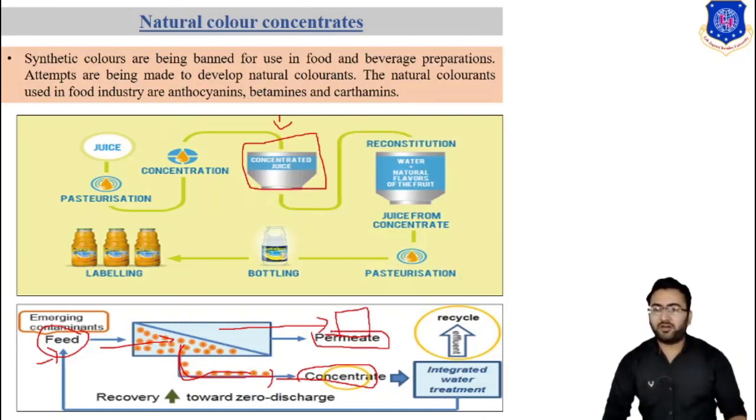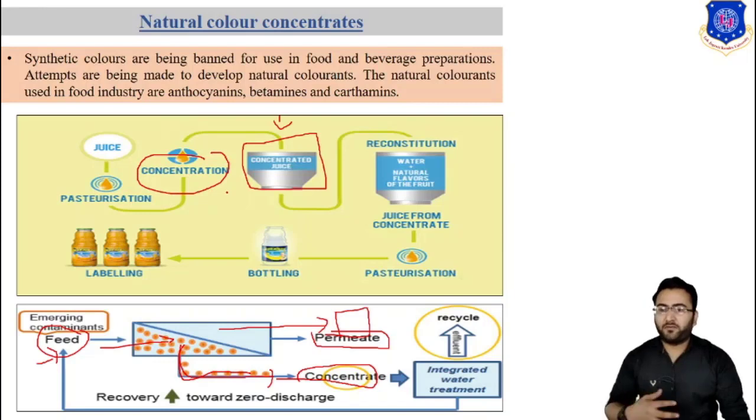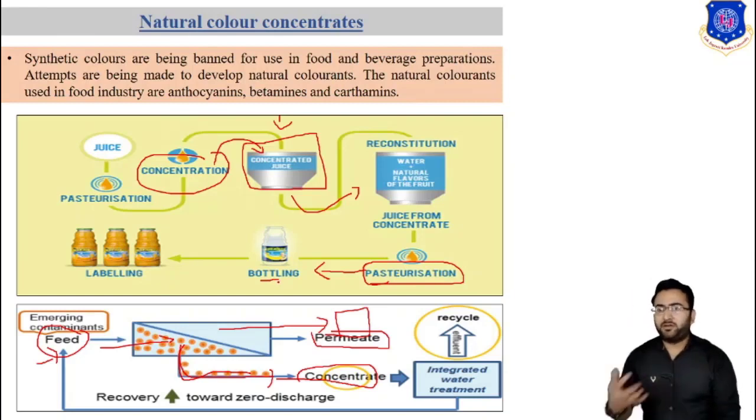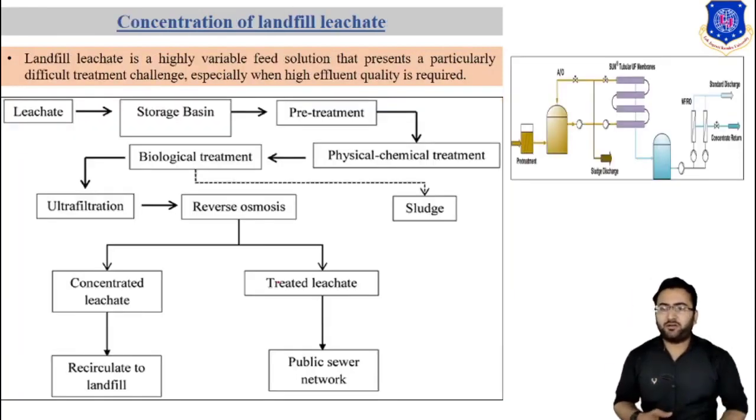So in natural color concentration, first the color is pasteurized, then pre-treatment, then concentration of the color occurs. Then we add other constituents to maintain pH, pasteurize the material again, and go for bottling and packaging. So this is how reverse osmosis is used and is beneficial for natural color concentration.